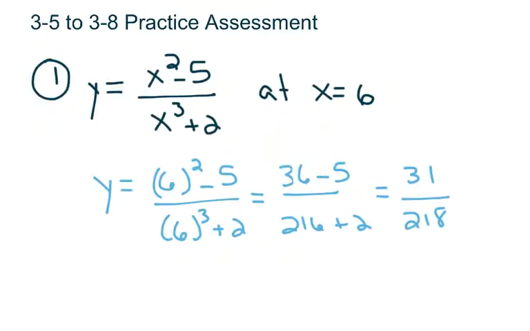The other way that you can do this is you can graph this in the calculator, but you'll need to put those in parentheses, and then go to the table of values and see what answer you get at x equals 6. As long as it doesn't say error, it must be continuous.